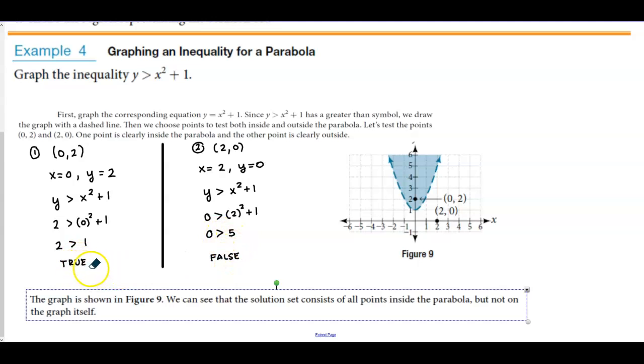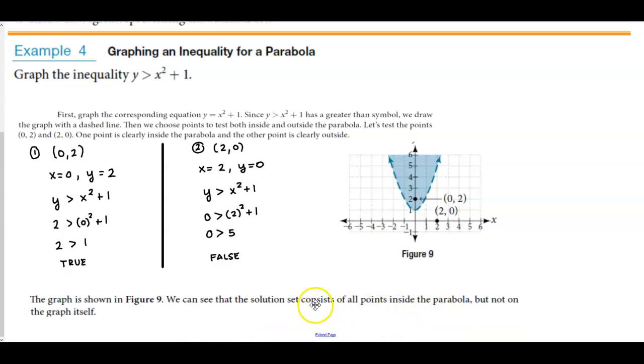So wherever it is true, we're going to shade where that ordered pair is located. Since (0, 2) is inside the parabola, we're shading everything inside. And everything outside is not shaded because the point that we chose, (2, 0), was false. So in the graph shown in that figure, we can see that the solution set consists of all the points inside the parabola, but not on the graph itself.